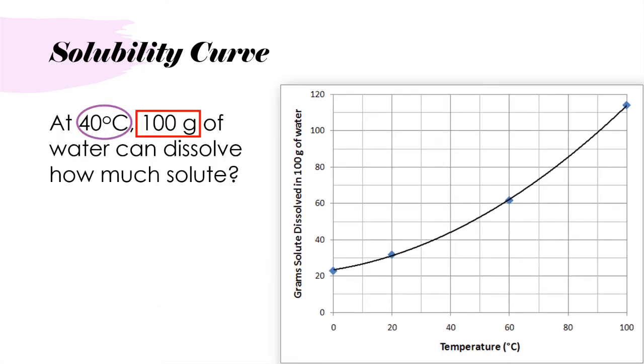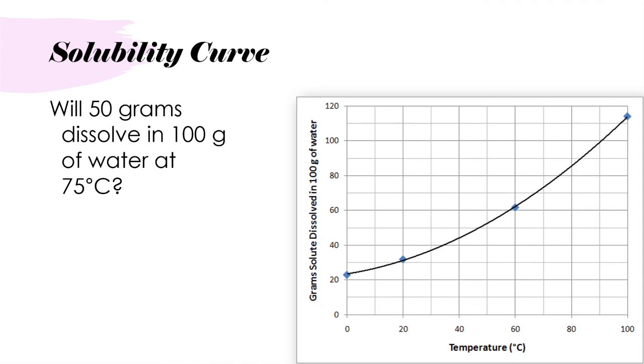At 40 degrees Celsius, how much solute can 100 grams of water dissolve? So how do we get the answer? We start off by going to 40 on the x-axis, and then we're looking for where on the y-axis the curve is. We got the point, we follow it over to the y-axis, and it looks like it's approximately 44 grams. Some may argue 45 grams. Your assessment will be multiple choice, so just pick the one that is closest to your interpretation.